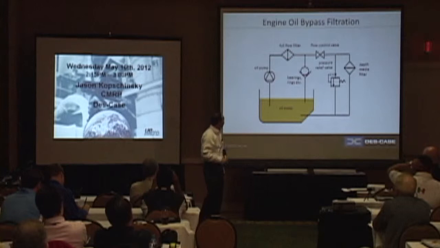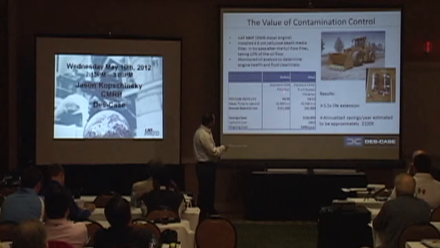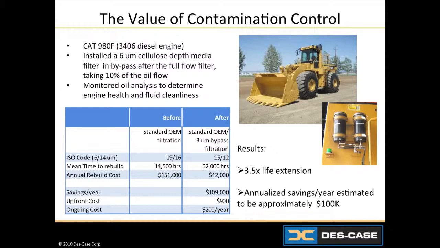That's all they did. They mounted this to the side of that, took 10% of the flow, and monitored it with oil analysis. So before, with the standard OEM filtration, the mean time to rebuild was about 14,500 hours. 14,500 to 15,000 hours is very typical. The ISO code they were operating at in the 6 and 14 micron range was 19/16. Not a very clean system. The annual rebuild cost was $151,000. That's a significant cost, especially if you have a fleet of these.